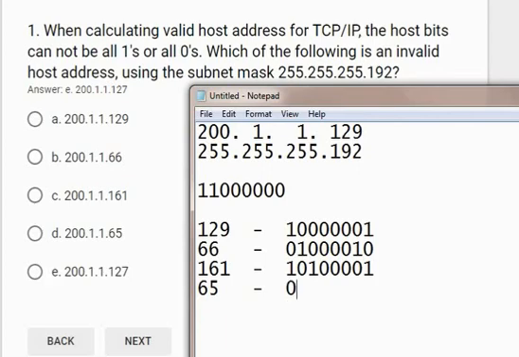Right. So if we take 65, it would have a 0, and then a 1, and then a 1 down at the end, so that would be 65. So again, the last 6 bits would be valid.